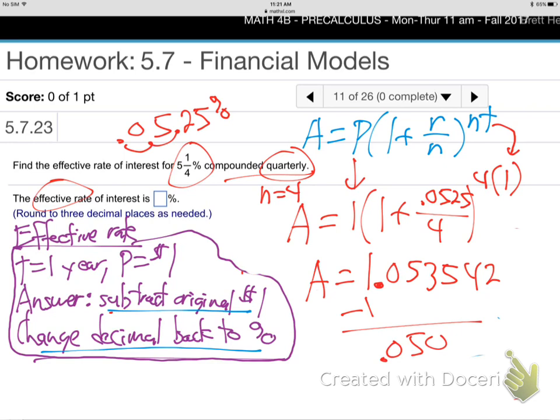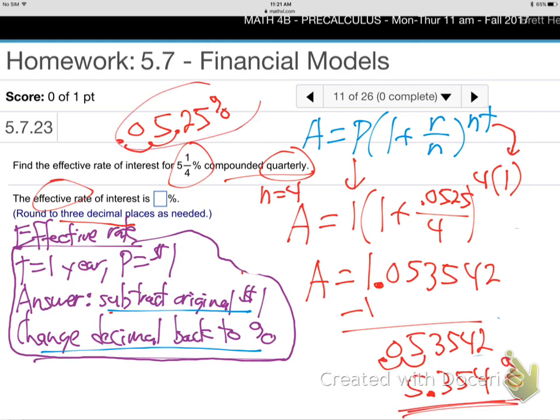It grew by 0.053542. Change that back, that's a decimal, huh? Change that back into percentage, move it 2 places. So the growth was 5 point, how many places about? Oh, 3 decimal places. 5.354%. So the listed rate was 5.25, the actual effect was 5.354. A little better, because it was compounded 4 times a year instead of just once. Make sense? How you figure effective rate?